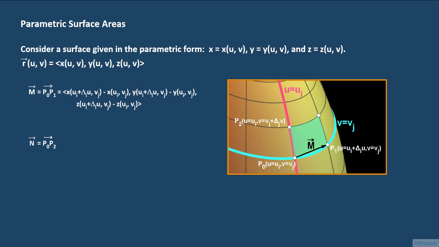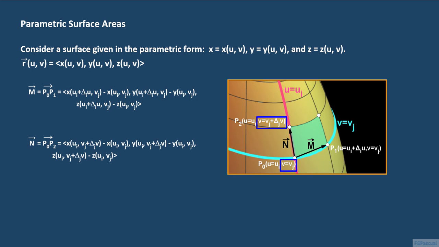We define the vector n to be the vector from p sub 0 to p sub 2. And similar to the vector m, we find the components of the vector n by subtracting from the coordinates of the point p sub 2 the corresponding coordinates of p sub 0. This time the change is in the parameter v. Assuming that the two vectors m and n are non-scalar multiples of each other, these two vectors determine a unique parallelogram. And it is the area of this unique parallelogram that we will use to approximate the area of the curved quadrilateral.